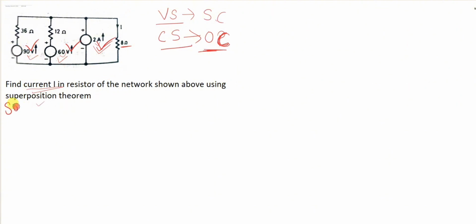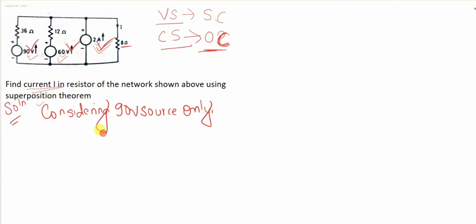Let's start the solution, considering the 90 volt source. While considering the 90 volt source, you have to draw the figure first. Don't forget to draw the figure, okay? If you forget it, you will make mistakes. Consider 90 volt. The resistor across the 90 volt is 36 ohm. Then the voltage source plus minus of 90 volt. Then the 12 ohm resistor, again 60 volt.